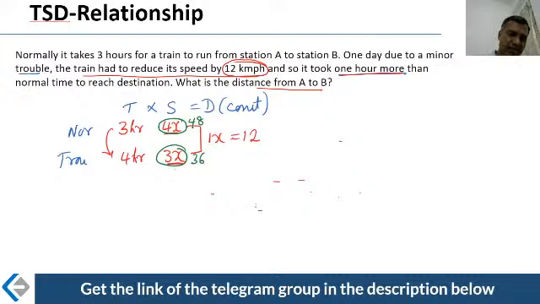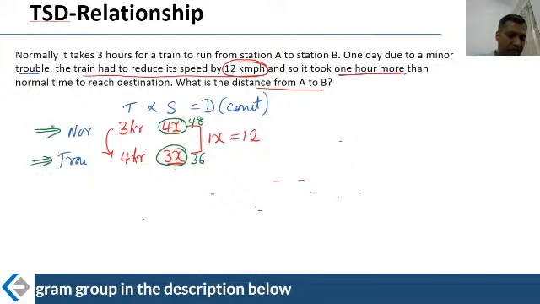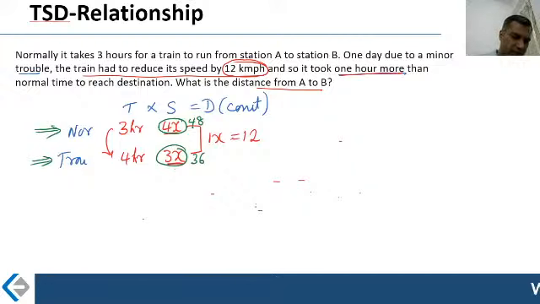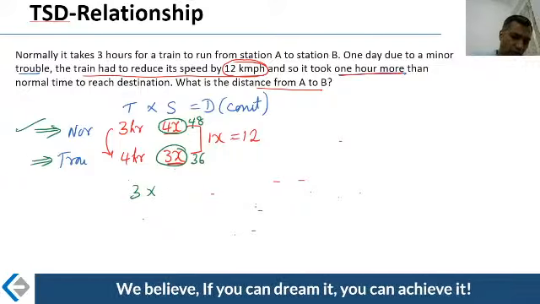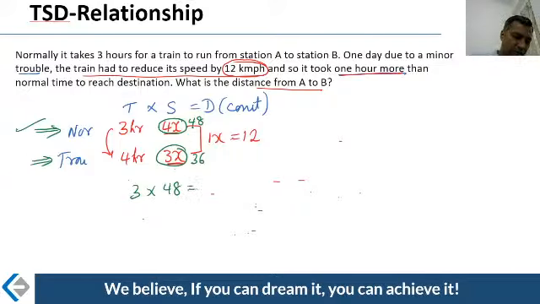So for distance, which case should I consider? Any case is fine. You can take the first case and multiply time into speed, or you can take the second case and multiply time into speed. What is time? 3 hours. What is the speed of the first case? I'm taking the first case as a reference. Speed is 48. Therefore the distance, time into speed, is nothing but 144 kilometers.